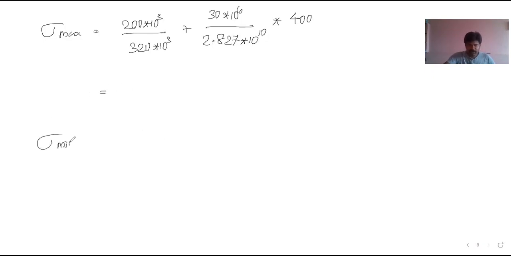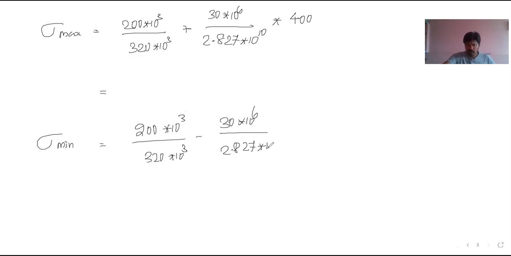Similarly, sigma minimum is equal to 200 into 10 cube, that is P by A, minus M by I. So minus 30 into 10 to the power 6 divided by 2.827 into 10 to the power 10 into 400. Now we can calculate the values.